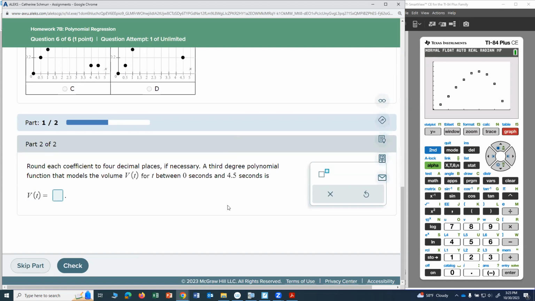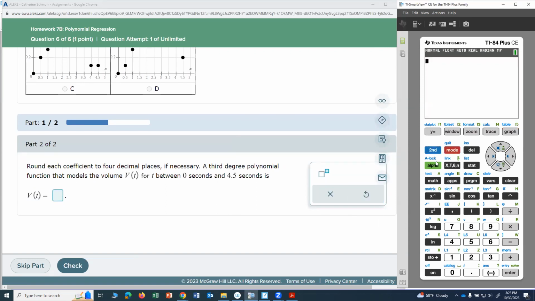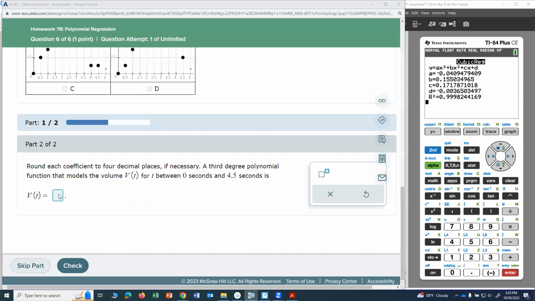All right, now they want the cubic regression. So second quit to go to your home screen. Go to stat, calc, and we want a cubic regression. That's degree 3. So I'm going to select number 6. Make sure the correct lists are here. List 1 and list 2 for me. And then do cubic regression. We get ax cubed plus bx squared plus cx plus d. They say round to 4 decimal places if necessary.